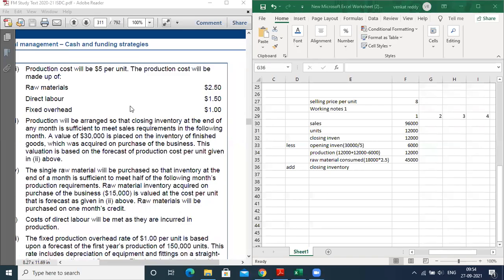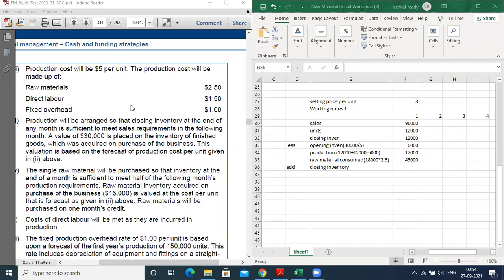Production will be arranged so the closing inventory at the end of any month is sufficient to meet the sales requirements in the following month. A value of $30,000 is placed on the inventory of finished goods which were acquired on purchase of the business, and this valuation is based on the forecast of production cost per unit.